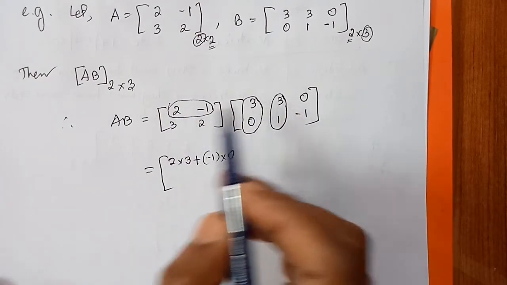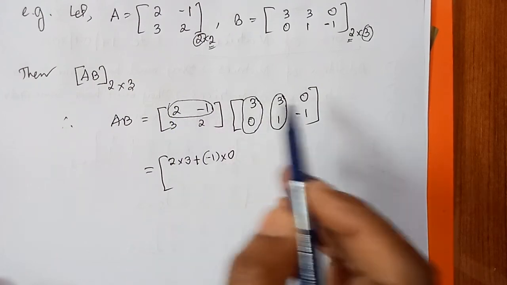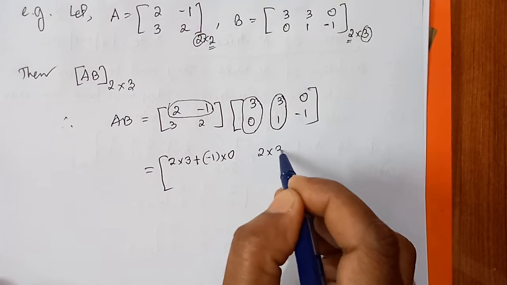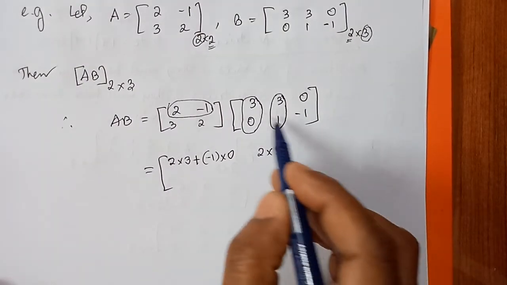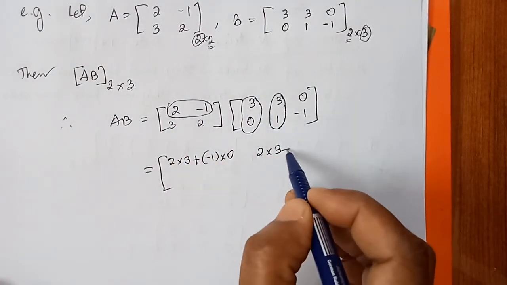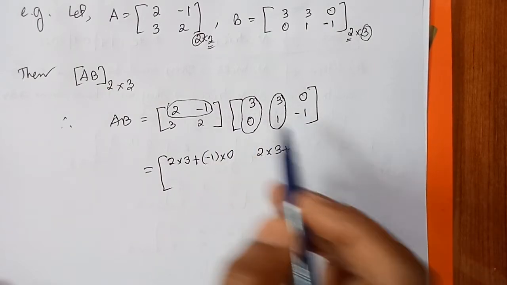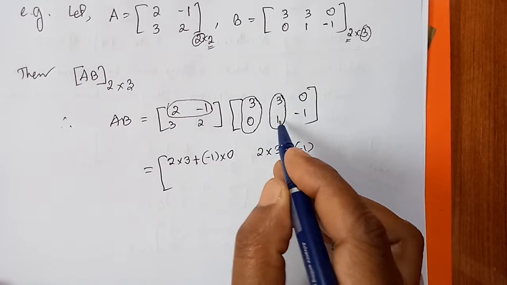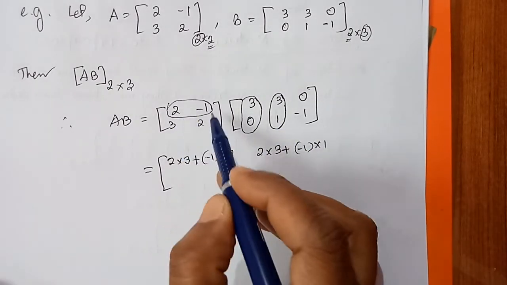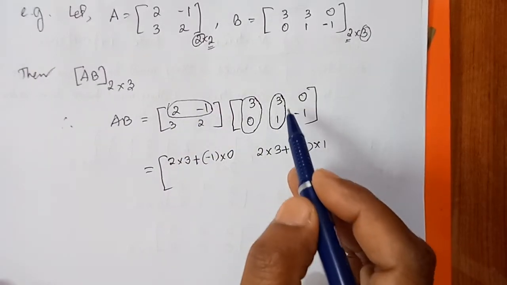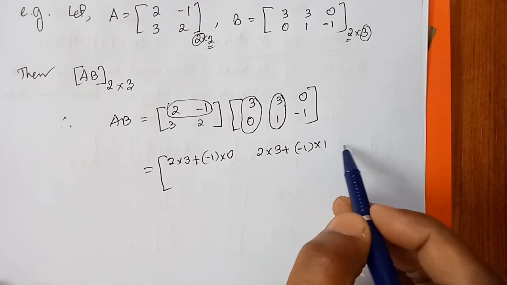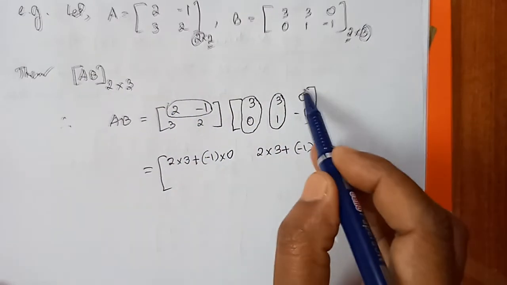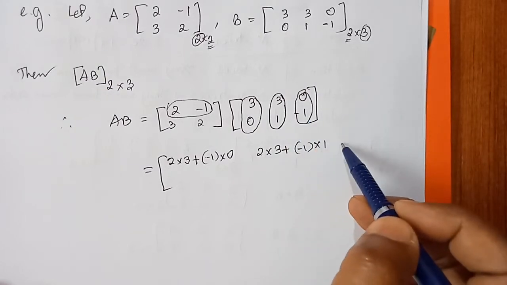The first element, 2 is the first element, and here 3 is the first element. So 2 into 3. Then first element finish, plus. Now second element and second element, minus 1 into minus 1. Sorry, minus 1 into 1. So first row and second column elements product finished. You have to leave the space, and again first row and third column product, leave the space.